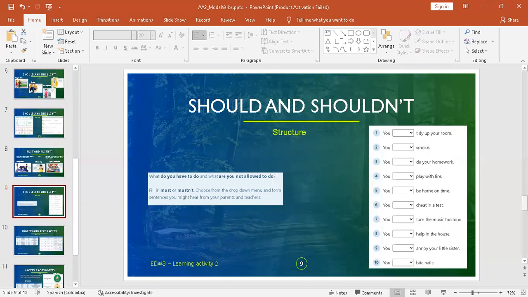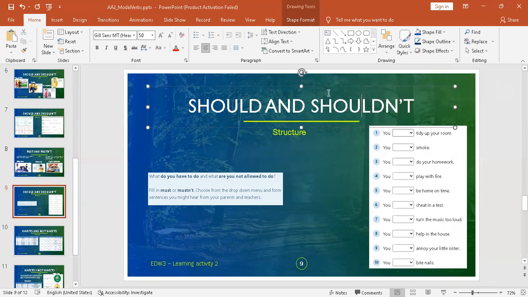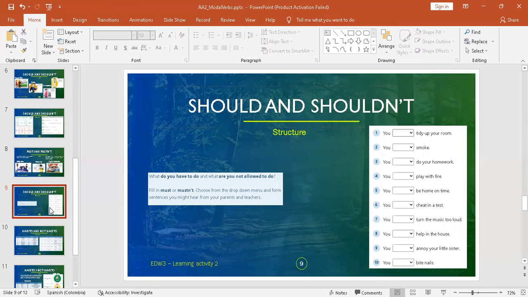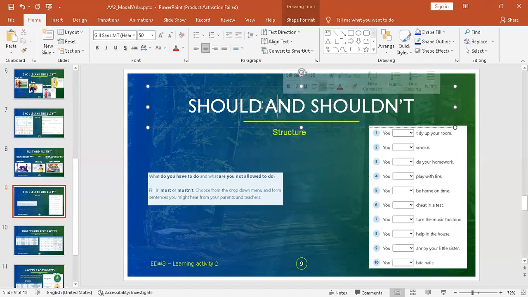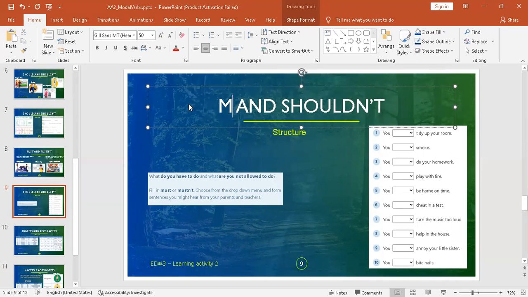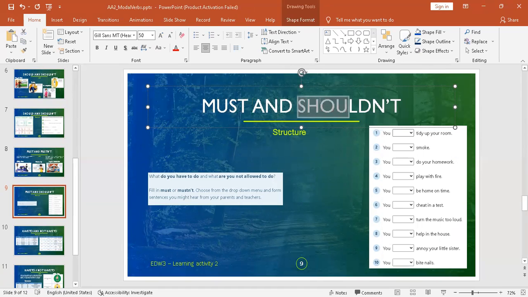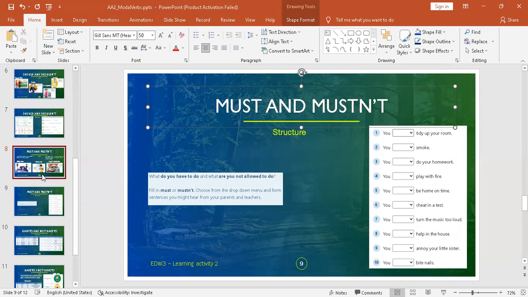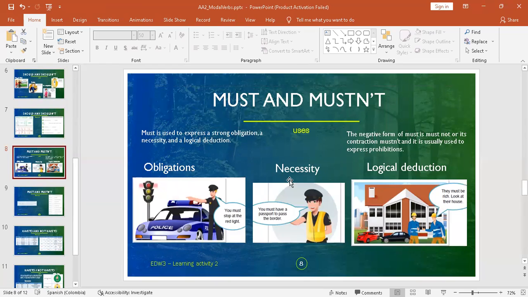Here we have some more exercises. Number 4, and this is for must and mustn't. What do you have to do? I'm sorry, guys, but here it is, must and mustn't. What do you have to do and what are you not allowed to do? Bueno, no tenemos acá un ejemplo, pero recuerden que si yo lo uso en forma negativa, estoy diciendo que no está permitido, que está prohibido hacer algo.